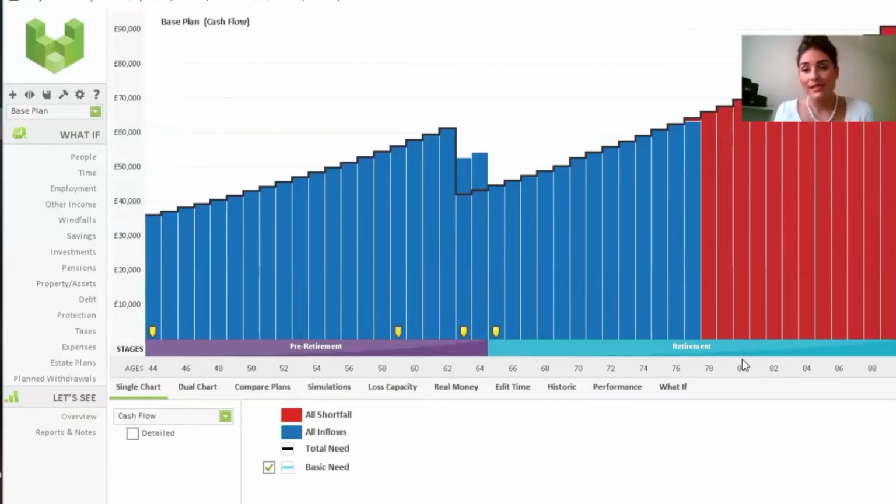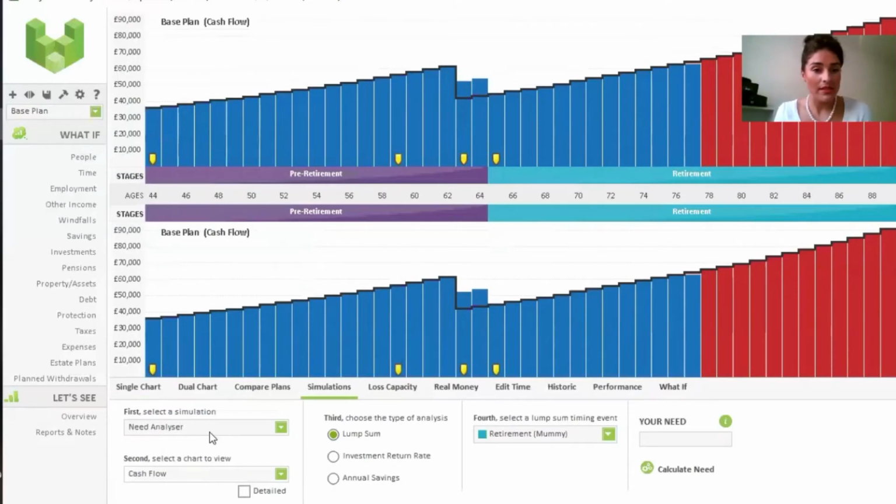Now, as you can see, this lady is basically running out of money at age 77. In this particular model, she wants to keep the property, so we haven't assumed that she's using any money from her property or downsizing. So the next question is, what does she do in order to get rid of this shortfall?